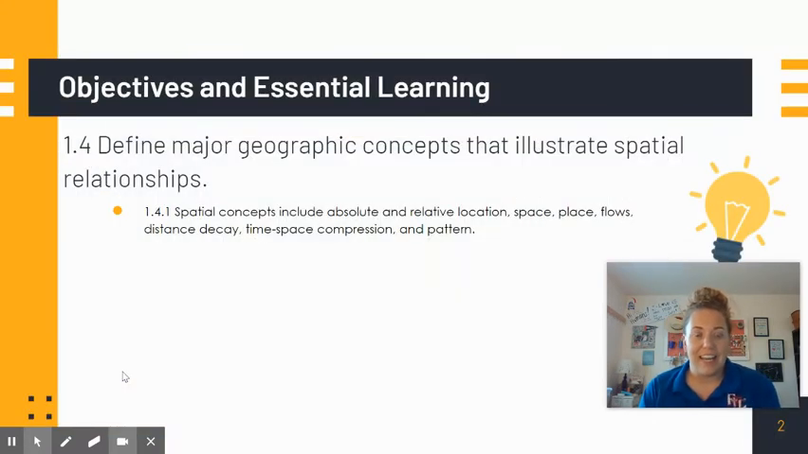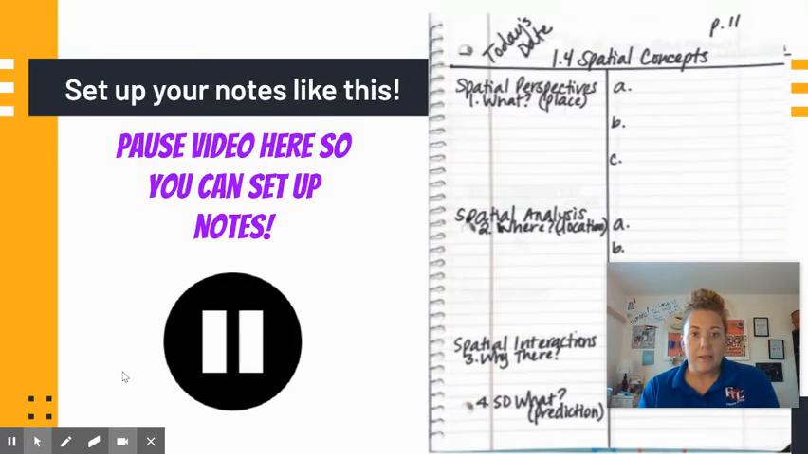All right, so today we are going to look at defining major geographic concepts that illustrate spatial relationships. So basically, we're looking at this idea of location, the space between them, how two places interact with each other, and so on. All right, at this point, you will want to pause so you can set your notes up like so.